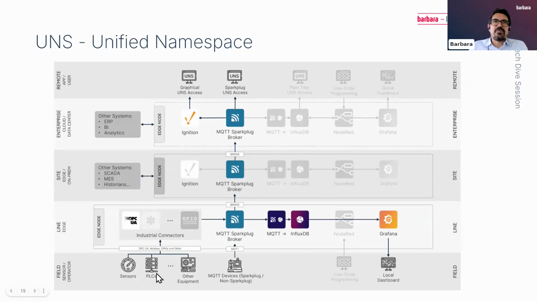We have the field level where we have sensors, PLCs, all the equipment. Then we will have a line level here where we have a single edge node, and we will use an OPC UA connector to get all the information from this machine. We will publish the information in the MQTT broker. We will use an InfluxDB to store the information. And finally, we will have a Grafana.